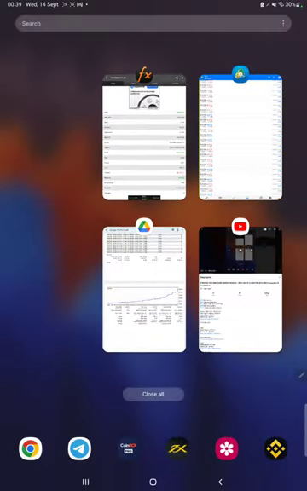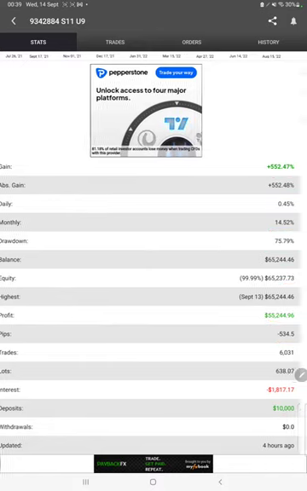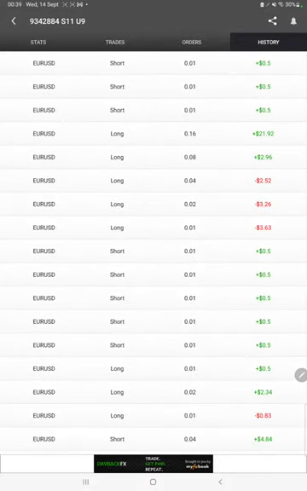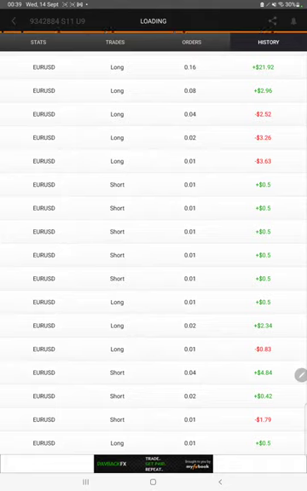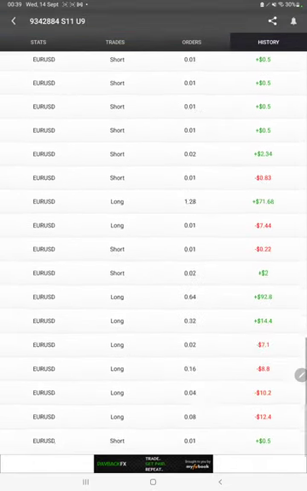Also, the MyFxBook statistics are available, that the strategy is connected with MyFxBook, so we can check the total percentage of gain, absolute gain, daily return, monthly return, drawdown, current balance, equity, profit, pips that we have achieved, and 4 hours ago it is updated. We can also see the open trades here, verify the pending orders, and in history we can see how much lot size we have traded and how much profit and loss we have made.